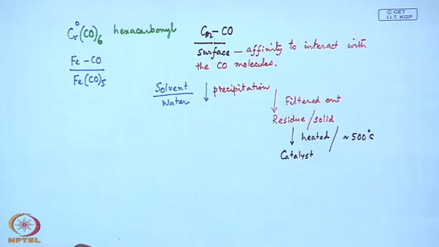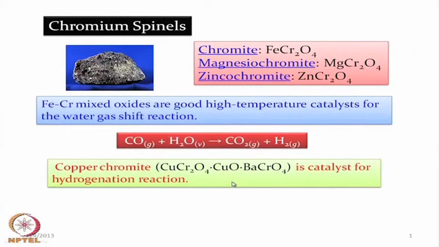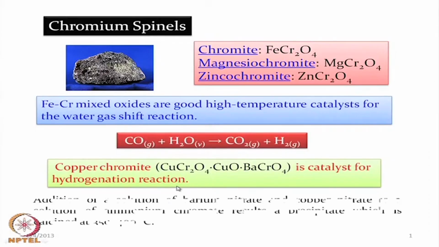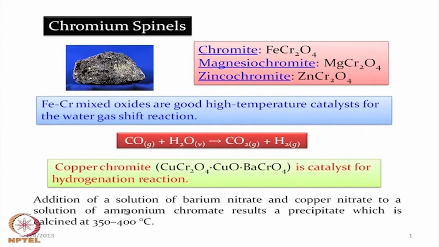So, these are the very simple techniques for solution process for the preparation of new and other types of catalyst. In this particular case, how we make this barium chromate based copper chromite catalyst is that if we take the solutions of barium nitrate and copper nitrate, a mixture of these two can be added to another solution of ammonium chromate, which results in a precipitate of different formulations.